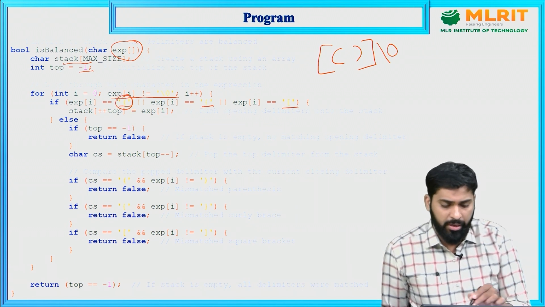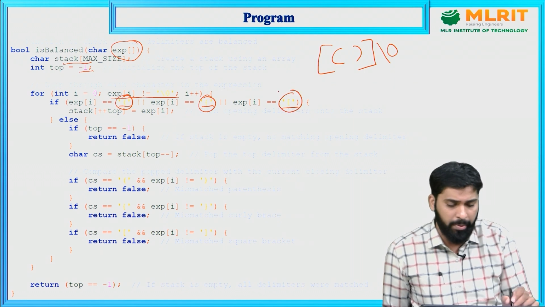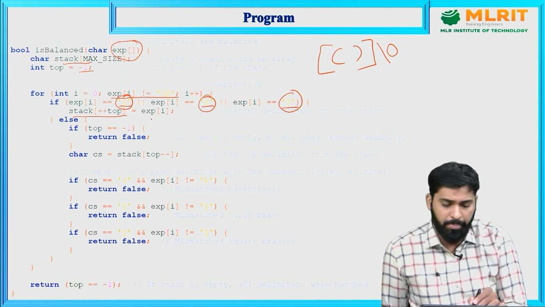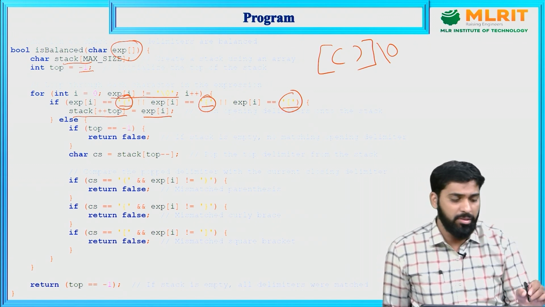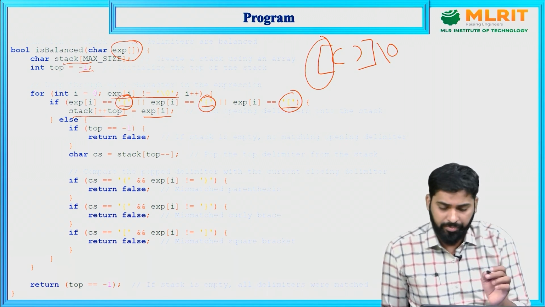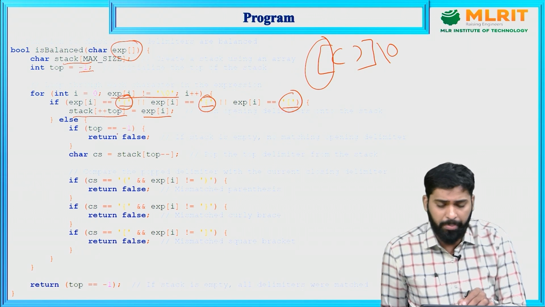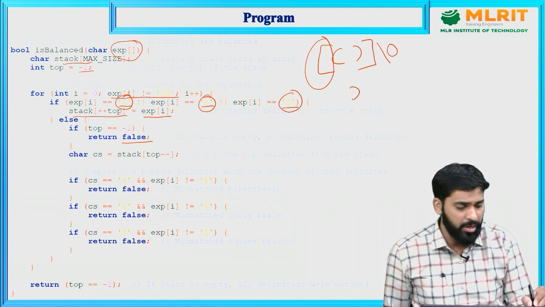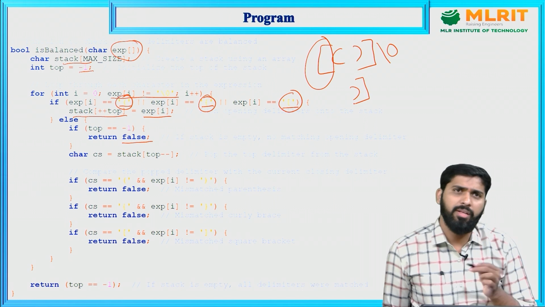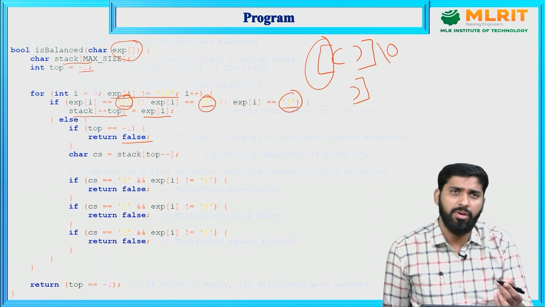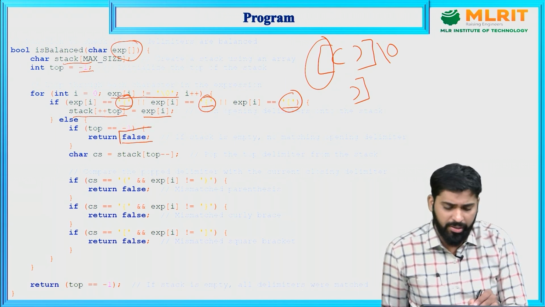So, if it is a normal bracket, curly bracket or square bracket, then we are going to push. Stack of ++top equals expression. Now, this character is pushed into the stack. Else, you are going to check if top equals -1, and we return false. So, for example, if they give an expression like this, then we don't insert anything into the stack. So, top equals -1, so we return false here.